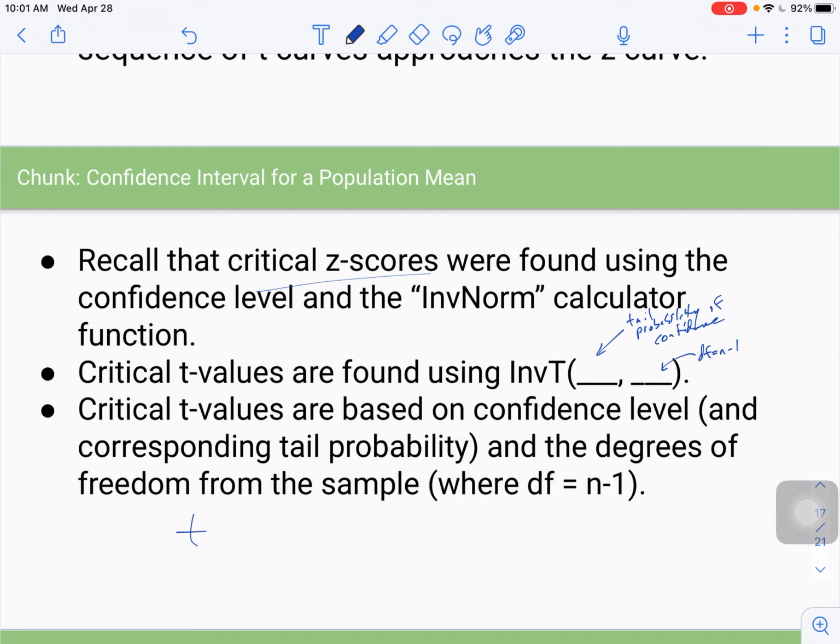So if we're trying to figure out what is our critical t value for, let's say, 95% confidence and let's say a sample size of 20. So if the sample size is 20, we have 19 degrees of freedom. So we know that our critical z-score for 95% confidence is 1.96. So let's see what the critical t value is for this scenario.